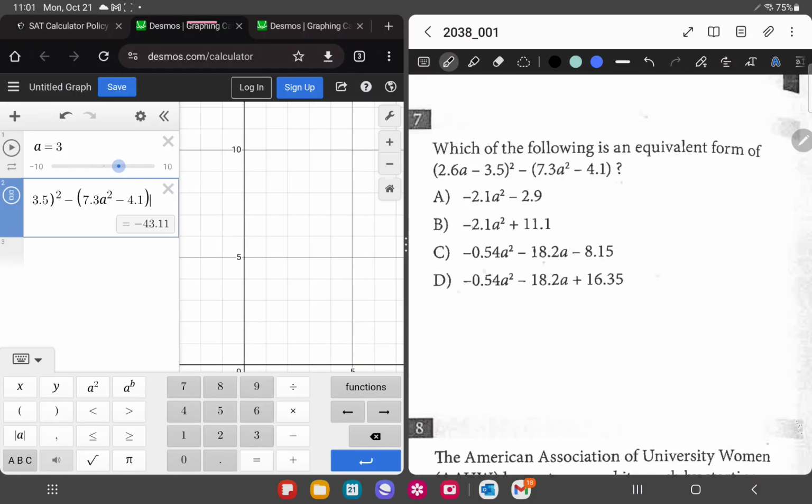Alright, as you can see, we get a negative 43.11. Now, I'm pretty sure this is not going to be my answer. Now, my answer is going to be either one of the last two, I think. And I'm just guessing, my answer could have been either the first or the second one. And if you type it in, you can probably check. And let me actually do that because I want to show you that.